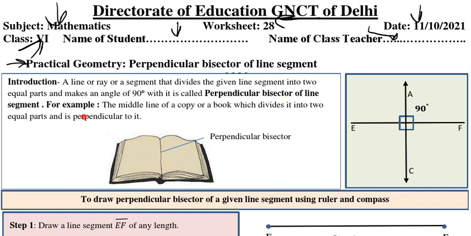For example, the middle line of a copy or a book which divides it into two equal parts and is perpendicular to it. So what is this saying? You can see in this photo also given to us over here.